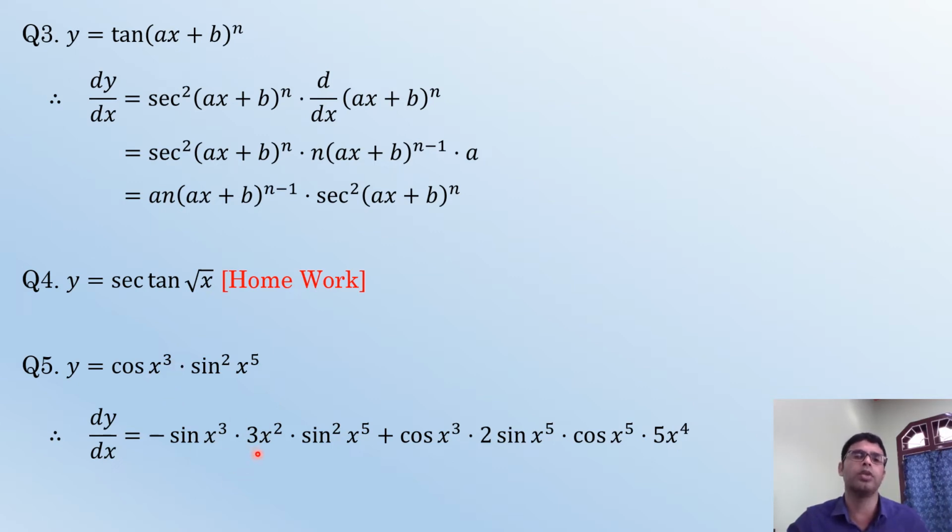So n times x to the power n minus 1: this 3 will come out and the power is decreased by 1. So the derivative of the cos function is minus sine x cube, and the derivative of x cube is 3x square. This is the derivative of cos x cube, and the second function, sine square x to the power 5, will remain the same. By the product rule, plus is compulsory, times, now the first function cos x cube remains the same, times, now come here, the derivative of the sine square function.